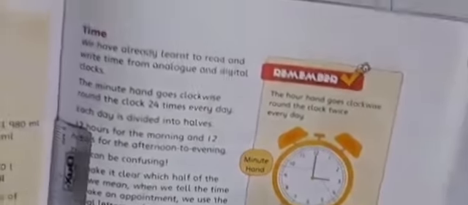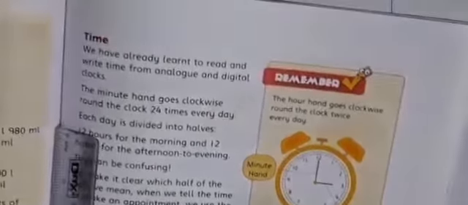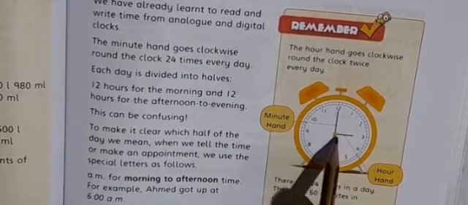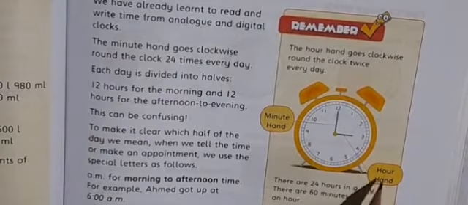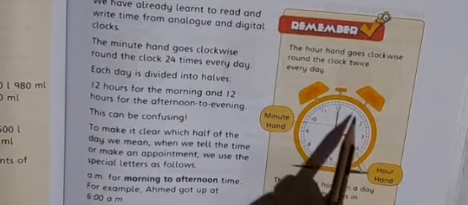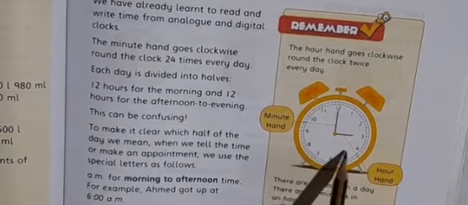And boys, here you can see that's our topic. It is time. We have already learned to read and write time from analog and digital clock. Okay? And you all know the bigger hand of the clock is called minute hand and the smaller hand is called hour hand. We all know there are 12 hours showing in the clock.